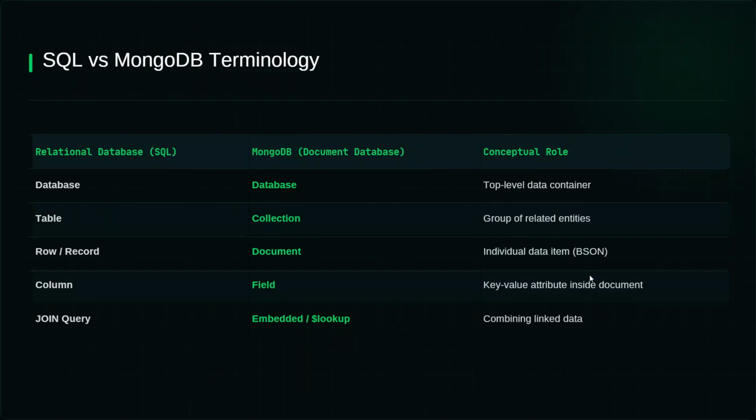A SQL database is still a database in MongoDB. So a SQL table becomes a collection in MongoDB. A SQL row becomes a document in MongoDB. A column in SQL becomes a field in MongoDB. So instead of heavy SQL joins, we embed data directly or use lookup. Now let's open up a document and examine its internal structure.